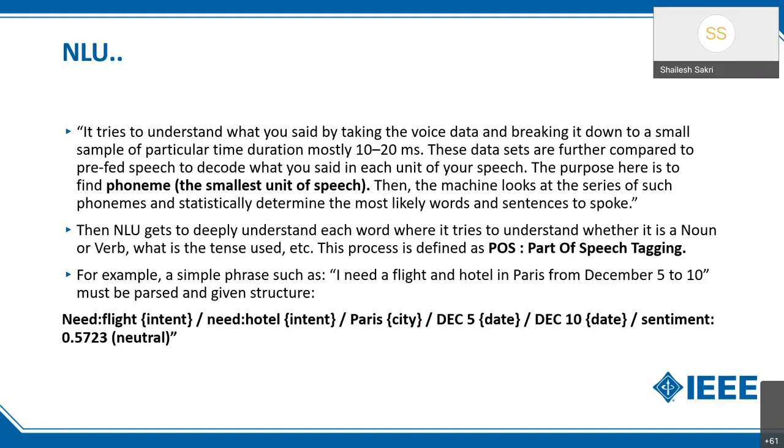What is the purpose? The purpose is to find a phoneme, which is the smallest unit of speech within what you are uttering. Then the machine looks at the series of such phonemes and statistically determines the most likely keywords and sentence that you would have spoken. That's what I called the intent. Then NLU gets to deeply understand each word, whether it is a noun or a verb, and what tense is used. All this process is called parts of speech tagging.